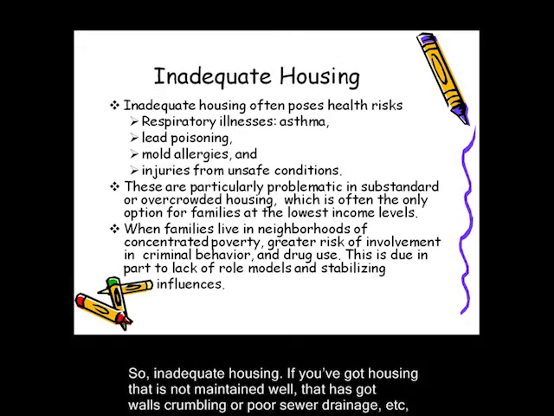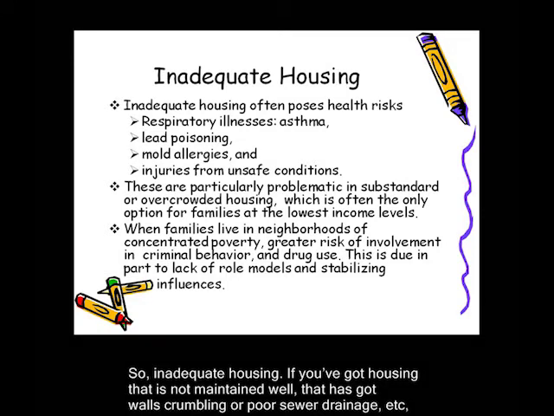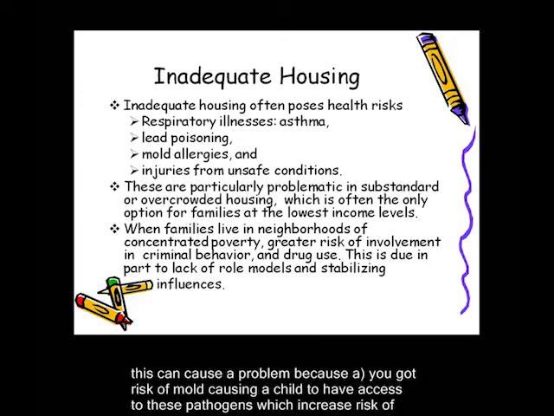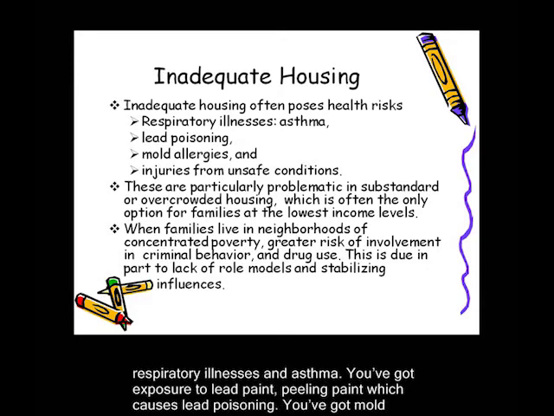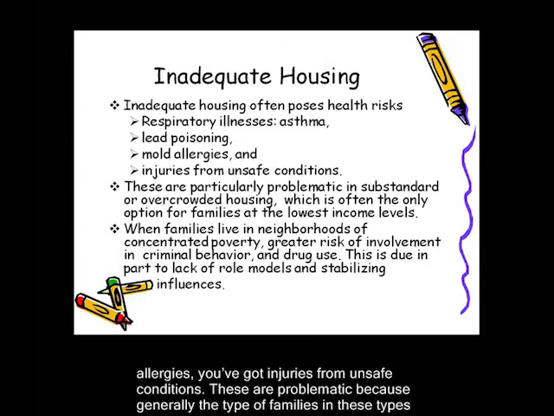So inadequate housing, if you've got housing that is not maintained well, that has walls crumbling or poor sewage drainage, etc., this can cause a problem because, A, you've got risk of mold, giving the child access to pathogens which increase the risk for respiratory illnesses and asthma. You've got exposure to lead paint and peeling paint, which causes lead poisoning. You've got mold allergies. You've got injuries from unsafe conditions.